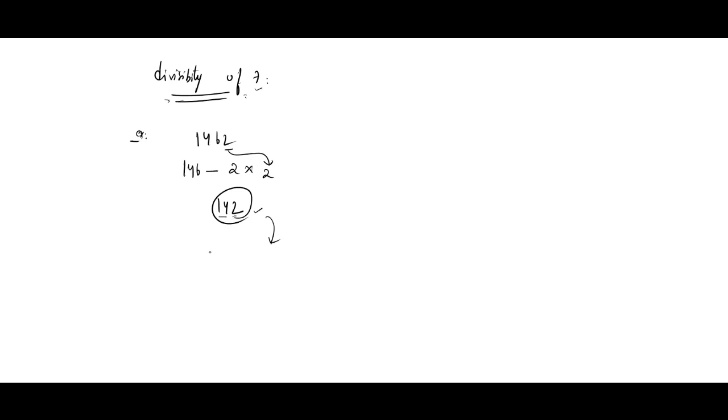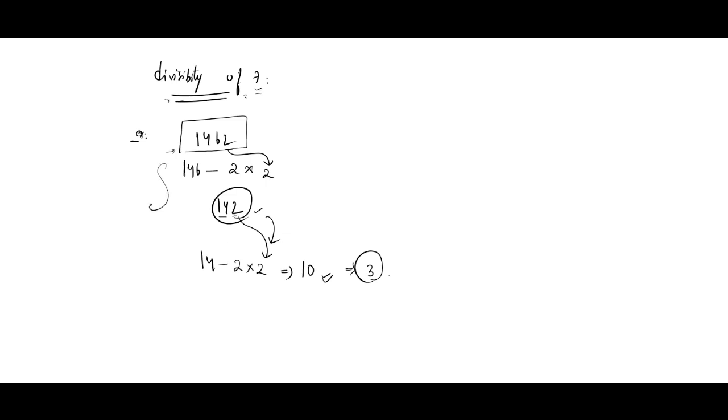Except the last digit, take the remaining digits, 14, minus 2 times the last digit, 14 minus 4, we get 10. Now 10 is not divisible by 7. When 10 is divided by 7, you get 3, but this is not the remainder when 1460 is divided by 7.